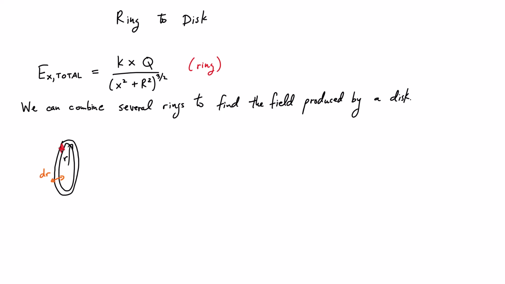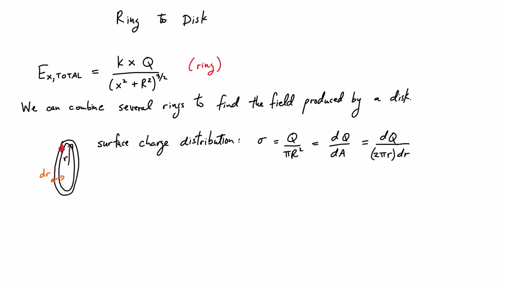So this is what one of those rings looks like now. It's going to have a radius r. It has a certain thickness, which I am calling dr. The goal really now is to find how much charge is on one of these rings, because the total charge of the disk is big Q now. So what we're going to do is define a surface charge distribution. I call it sigma, and that's the total charge of the disk divided by the total area.